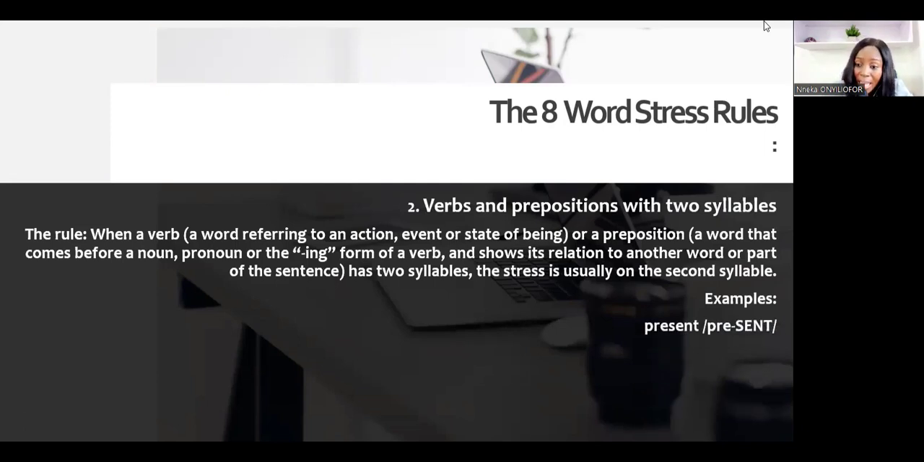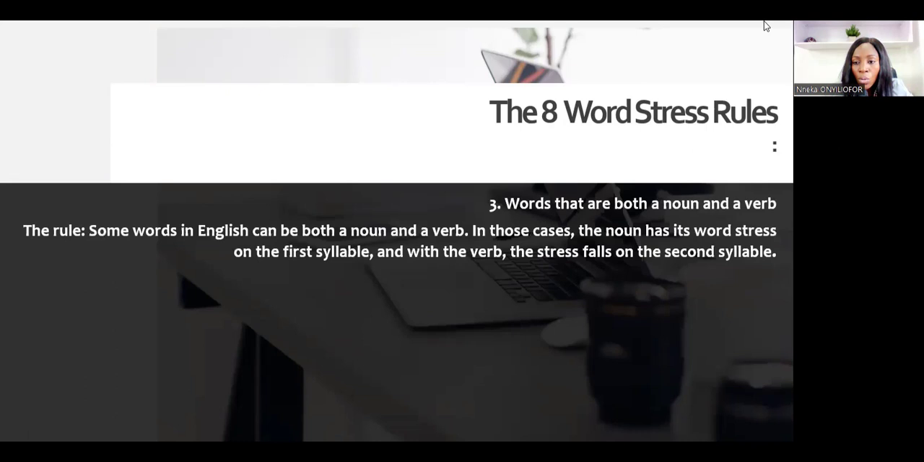Present. Present is a 2-syllable word and the stress is on the second. So it's a verb and the stress is on the second syllable. Export is a verb and the stress is on the second syllable. Aside is a preposition, sorry. Between is a preposition, so it's stressed on the second syllable.